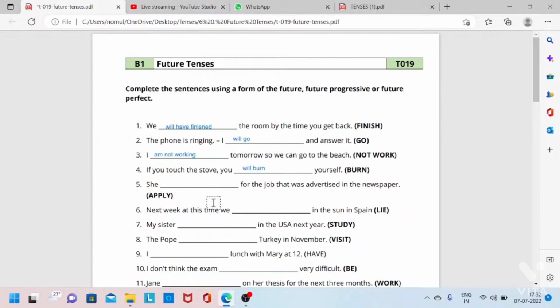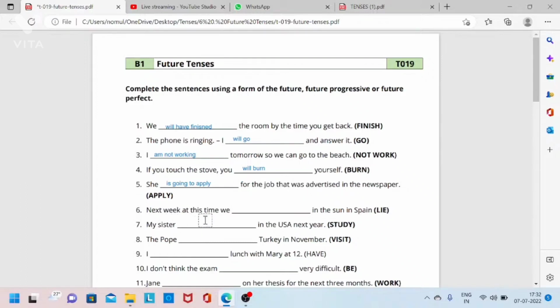Using apply we have to complete the fifth one now. So she dash for the job that was advertised in the newspaper. See, using apply here we have to complete it. So she is going to apply. Okay, she is going to apply for the job that was advertised in the newspaper. And let us see the sixth one now quickly.